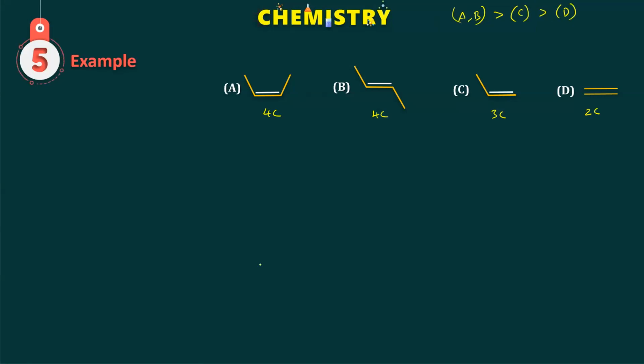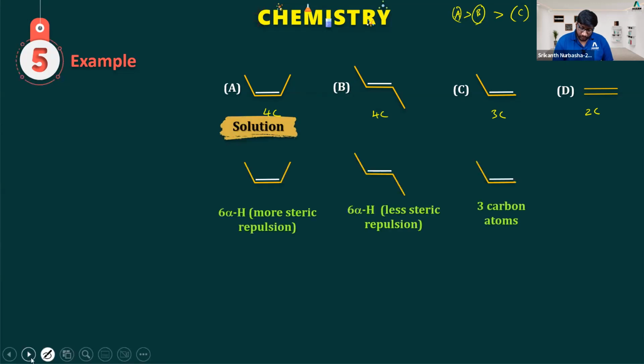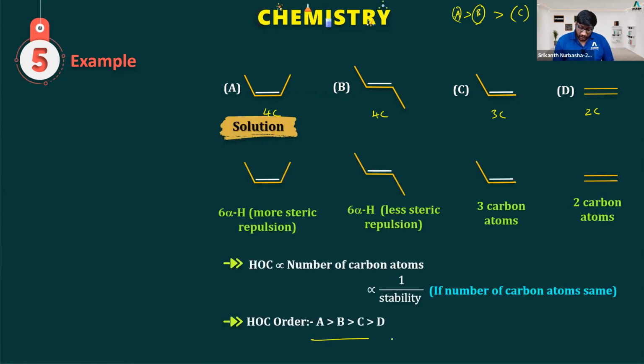How to compare between A and B? Which is more stable? Trans is more stable. If trans is more stable, it will have lesser heat of combustion. So A will be greater than B. A, B, C, D will be the respective order for heat of combustion, right?